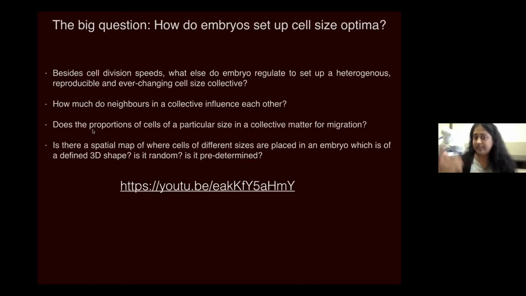And I said that there are proportions of cells of small, medium, and large category. Do these proportions of cells of a particular size matter? And is there a spatial map? So is there a particular place in the embryo where it prefers to place a majority of smaller size cells, or a particular place where it decides to place larger size cells? So is there a spatial heterogeneity to this size collective? And is it random? Is it predetermined? In a model, can we flip these potential spatial organizations of the sizes of cells, and see whether the eventual shape that emerges is different?